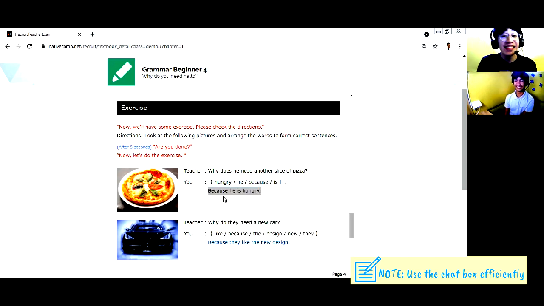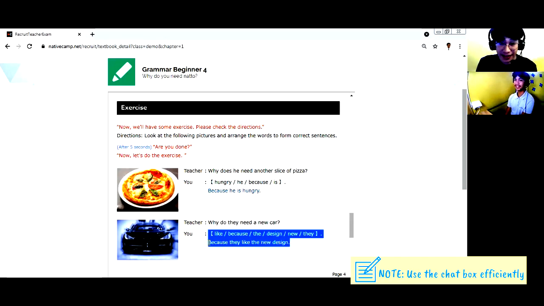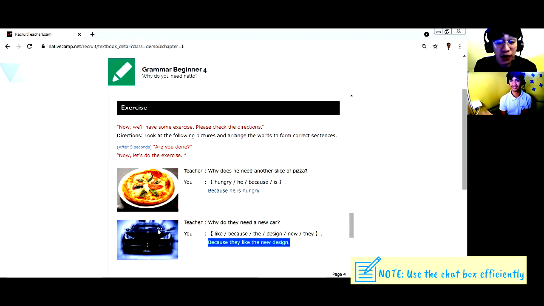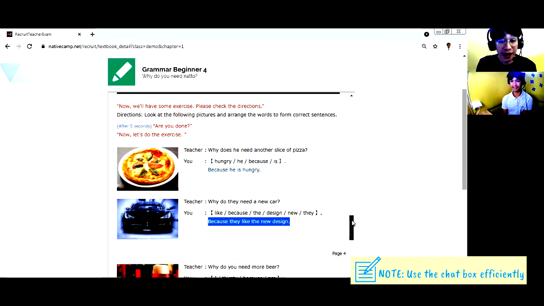Anyway, let's have the second picture. Why do they need a new car? Because there is the new design. Okay. There is the new design, or you can say because they like the new design. Check your chat box. Say it again. Because they like the new design. Good job. Let's go to the next page.